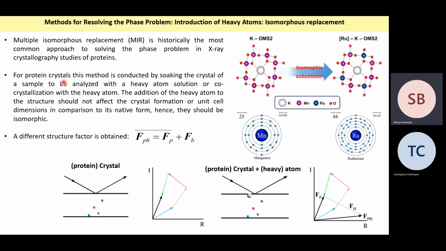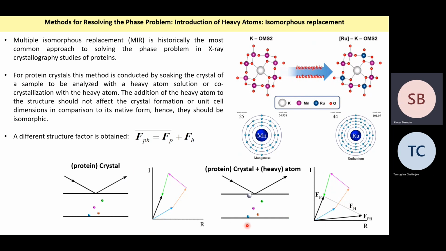How this is done for protein crystals is by soaking the crystal of the sample to be analyzed in a heavy atom solution, or by co-crystallization with the heavy atom. And the addition of the heavy atom should not affect the structure, because it is fitting into the spaces of the atom that it is replacing. So this replacement should be isomorphic.